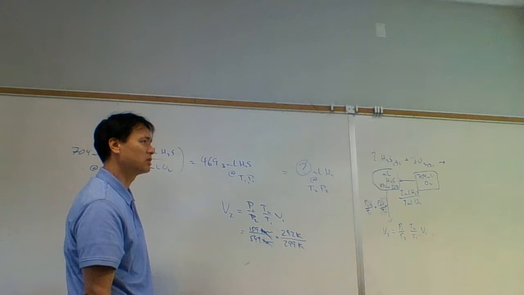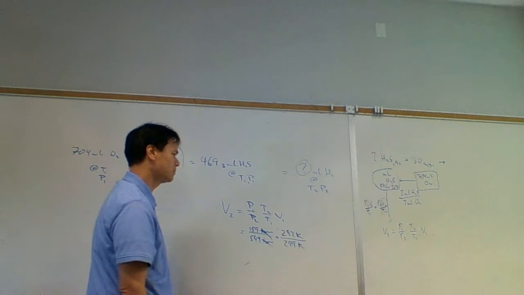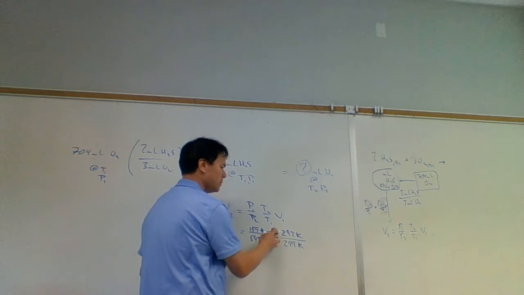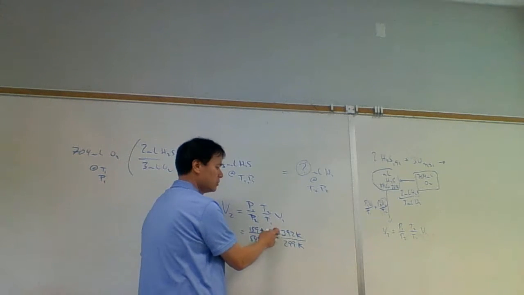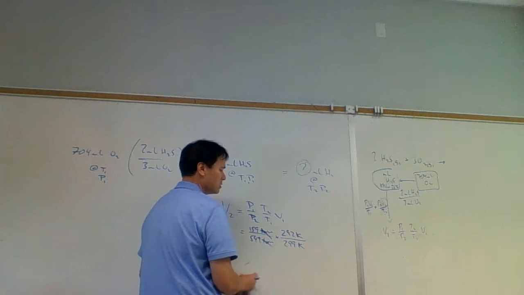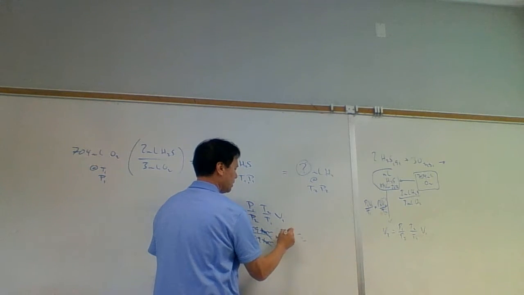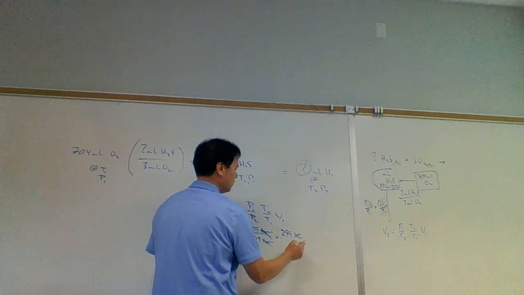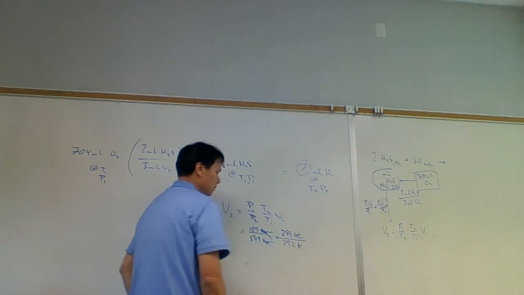the volume should expand or contract. If we increase the temperature, the volume should expand. So you know what? I must have gotten these flipped because this is going to decrease. This is less than 1. It's not going to increase. So T2 is 299 Kelvin, and T1 is 292 Kelvin.